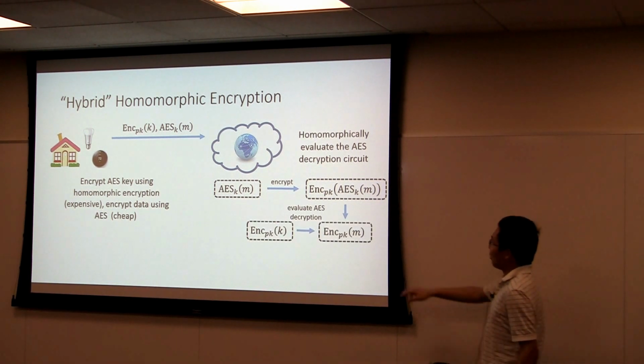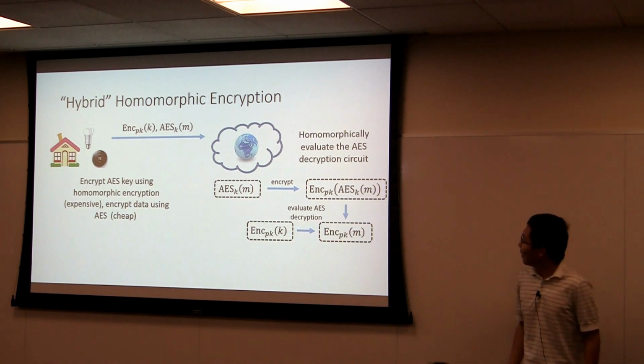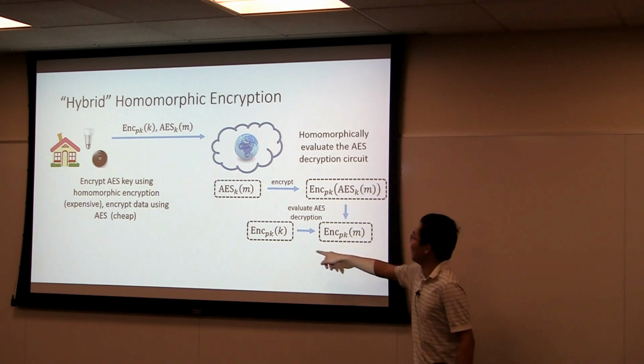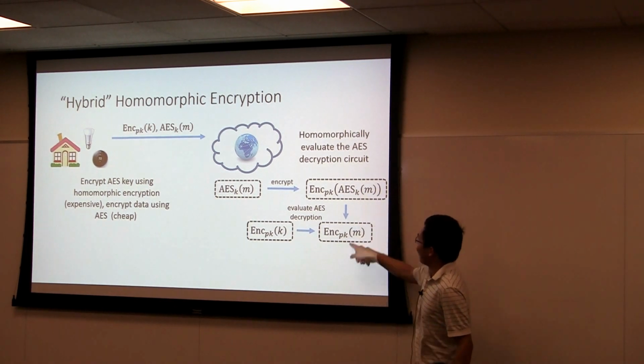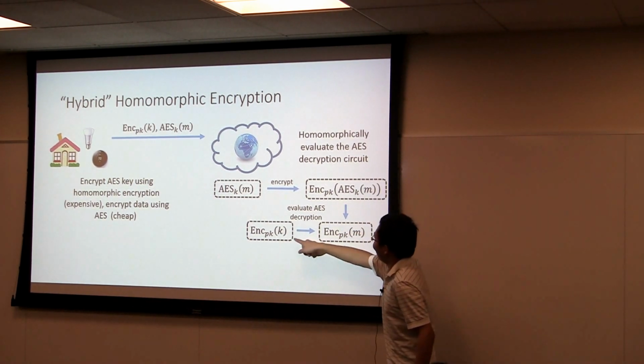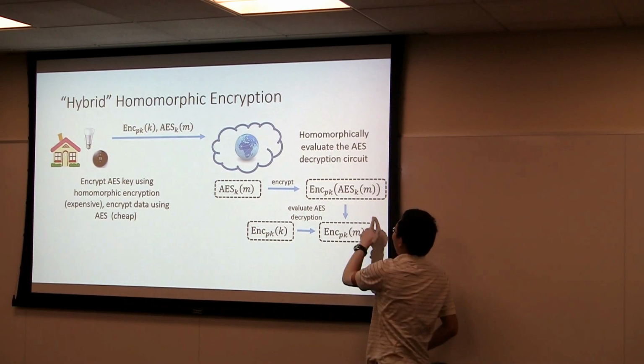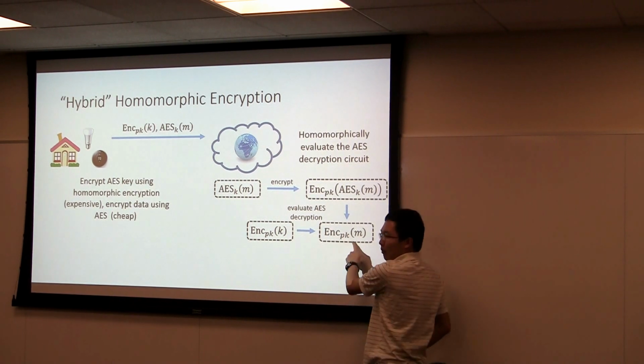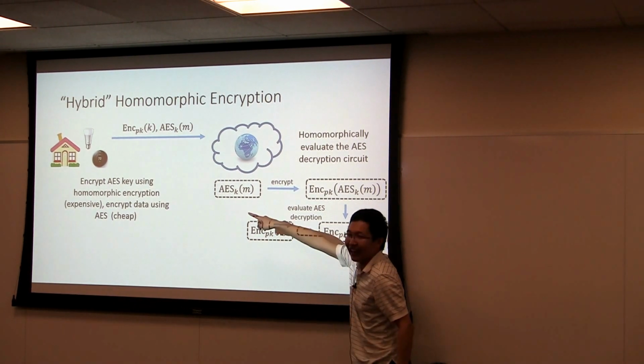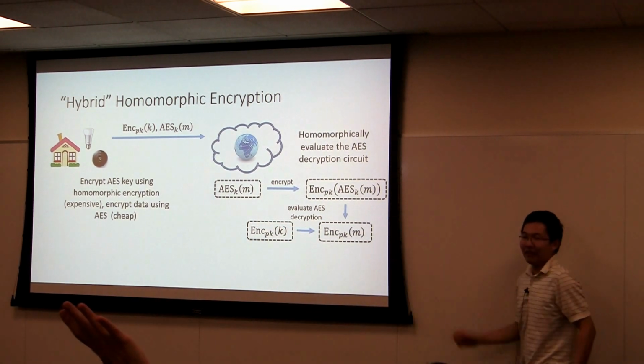And now I'm going to homomorphically evaluate the AES decryption circuit. I'm going to take the encryption of the AES and the encryption of the AES key, and homomorphically apply a decryption function to this argument, and that just gives me M. So now I have a homomorphically encrypted M. It's as if the client had given a homomorphic encryption of M to the cloud.